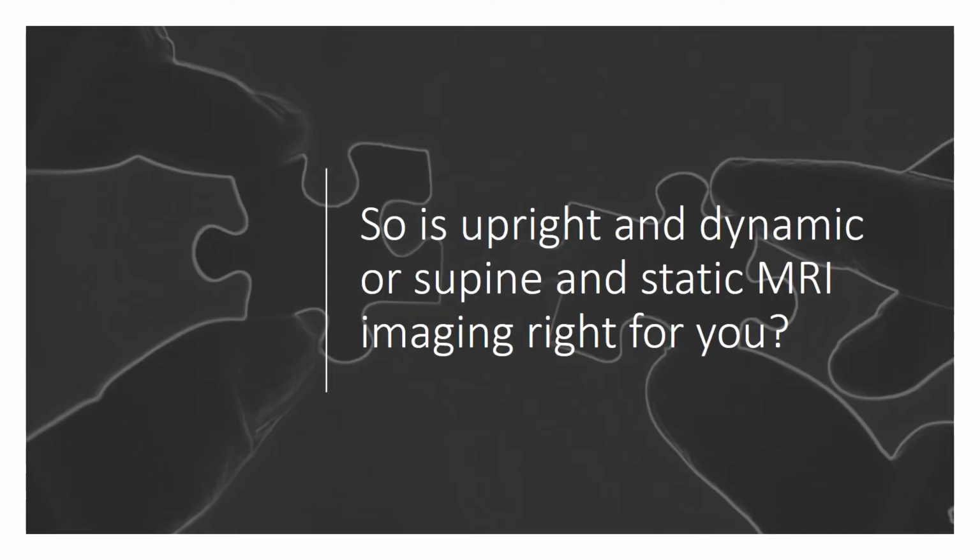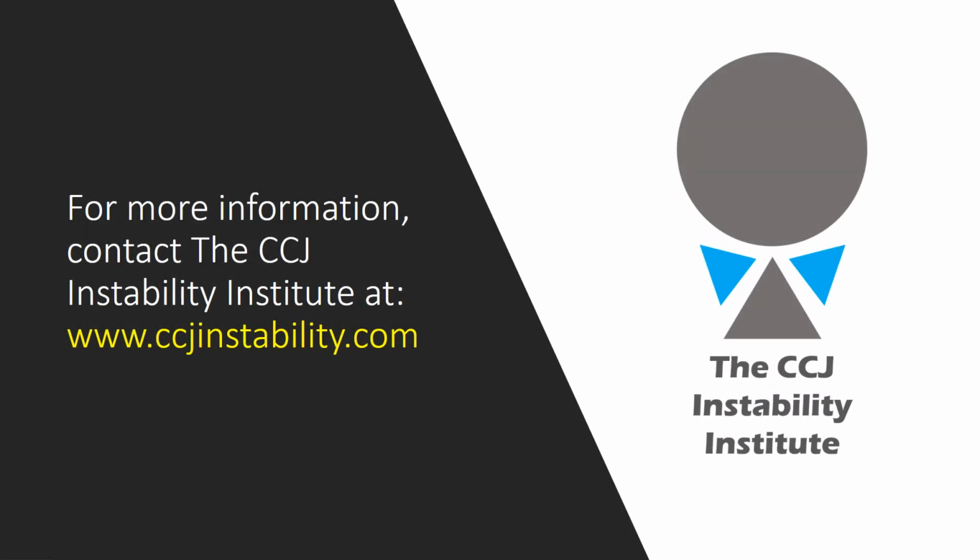So is upright and dynamic MRI, or supine, which is lying face up in a tube, and static MRI imaging right for you in trying to diagnose what's going on with your upper neck? Well, that's a decision we can help you with at the CCJ Instability Institute.